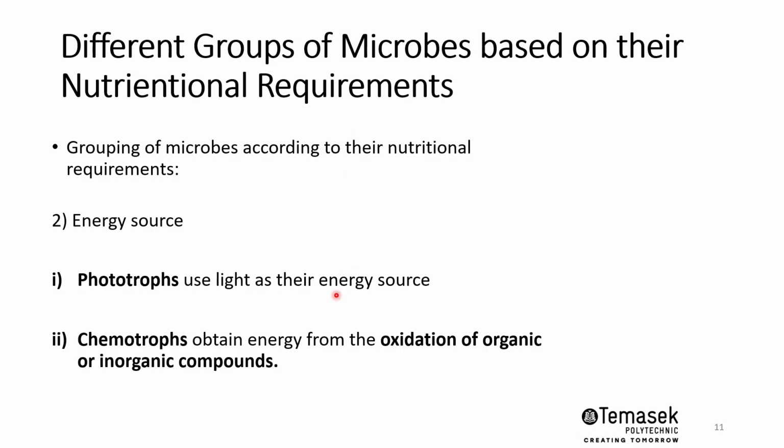So we can also group microbes according to their nutritional requirement based on their energy source. When we talk about phototrophs, phototrophs are organisms that use light as their energy source. Light in this case will be sunlight. You also have chemotrophs. Chemotrophs are microbes that obtain energy from the oxidation of organic or inorganic compounds.